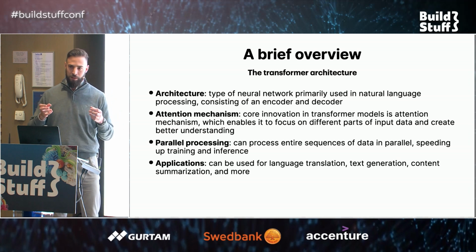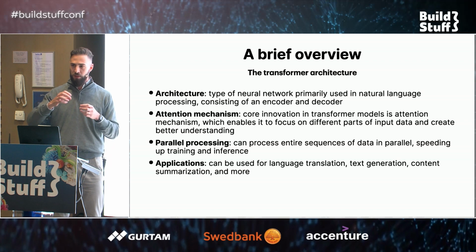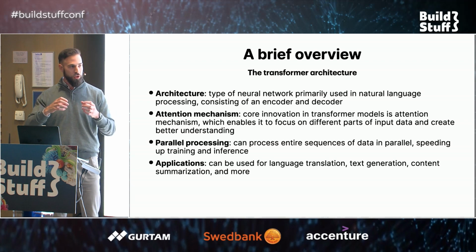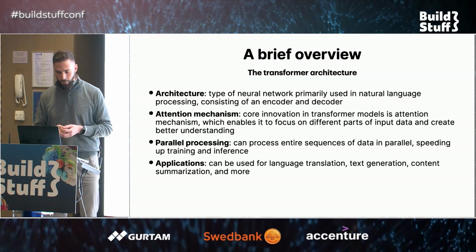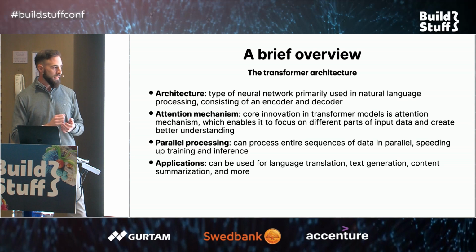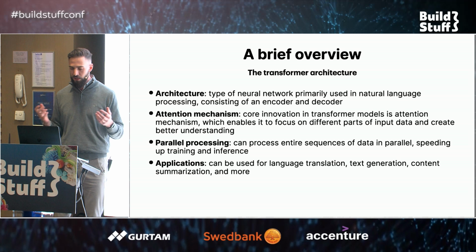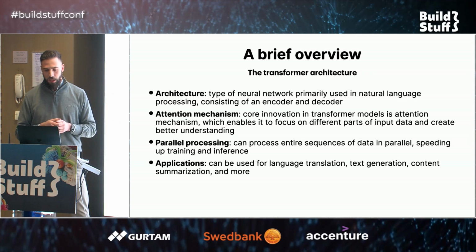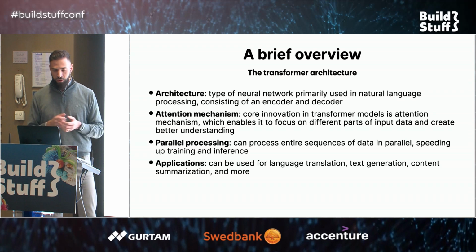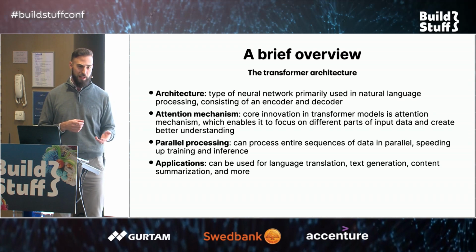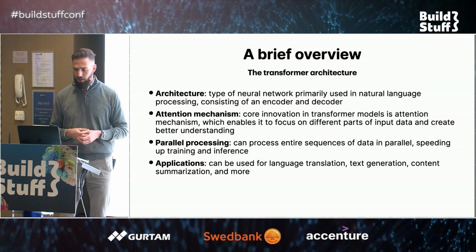And the core innovation in transformer models is the attention mechanism, which enables it to focus on different parts of the input data and create a better understanding of text. So it can relate words, like how they stand next to each other in a sentence, and better understand what they mean. Also, it enables parallel processing, so it can process entire sequences of data in parallel, thus speeding up training and inference itself. Transformers can be used for language translation, text generation, content summarization, and many more text-based tasks.